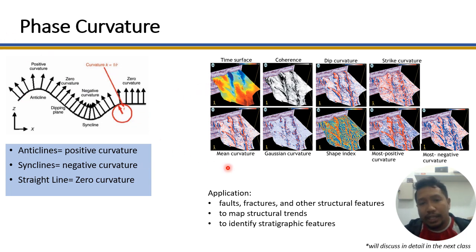And next, we also can identify faults. Faults are often characterized by high curvature value. This is because the seismic horizon is typically folded or distorted near a fault. And then we can also use it to identify channels. So channel edges are often characterized by high curvature values because the seismic horizons typically change dip abruptly at a channel edge.